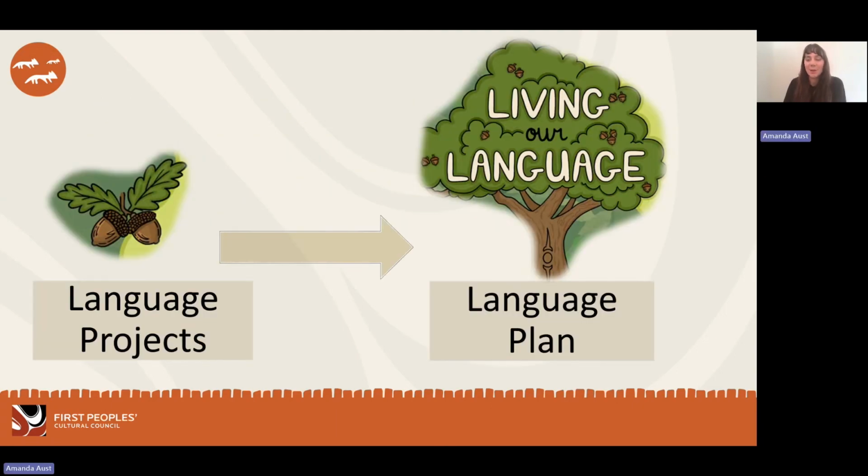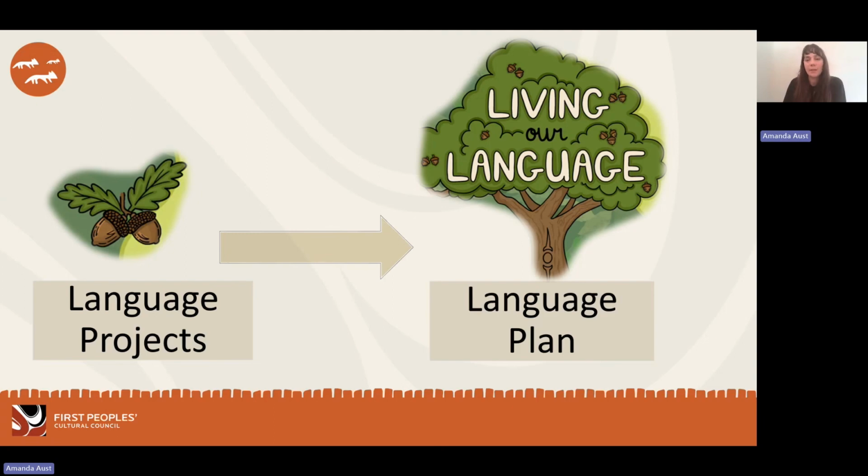FPCC's vision is to support community through comprehensive plan-based funding. Plan-based funding supports communities' self-determination, ensures that funding matches community priorities, and addresses the administrative burden of numerous projects that are associated with reporting requirements and applying to grants year after year.